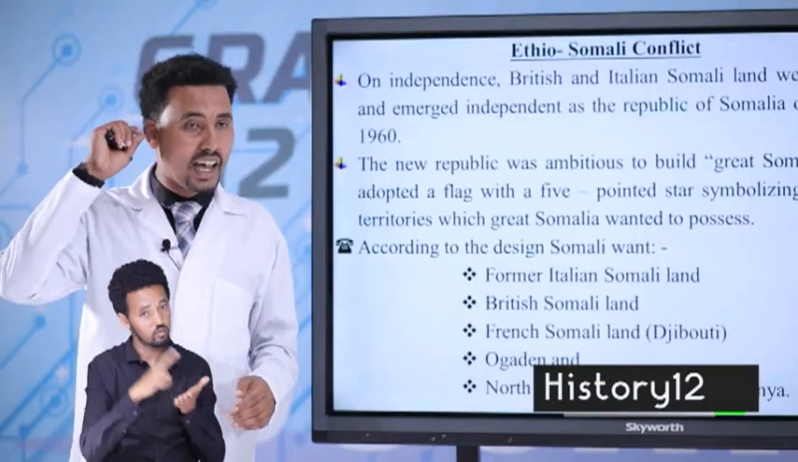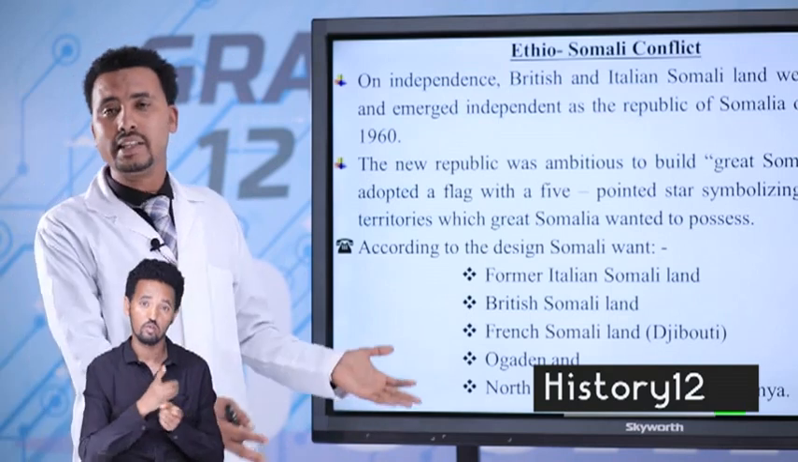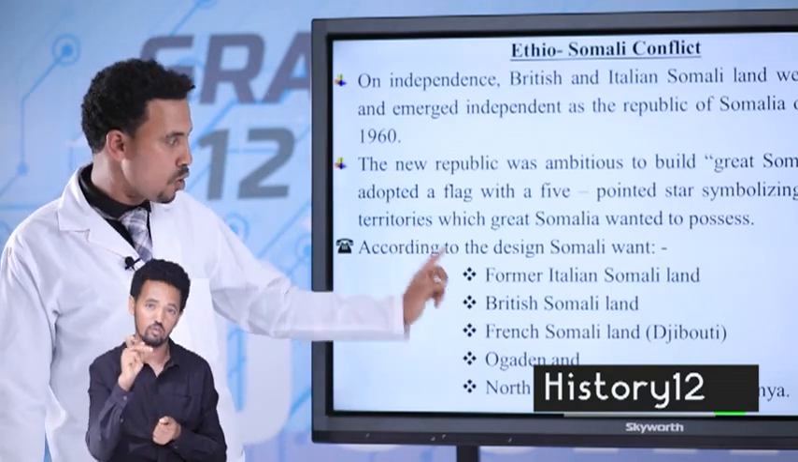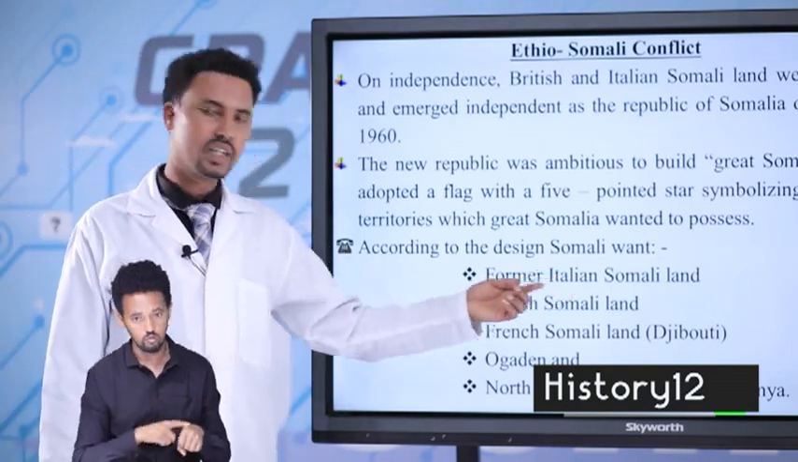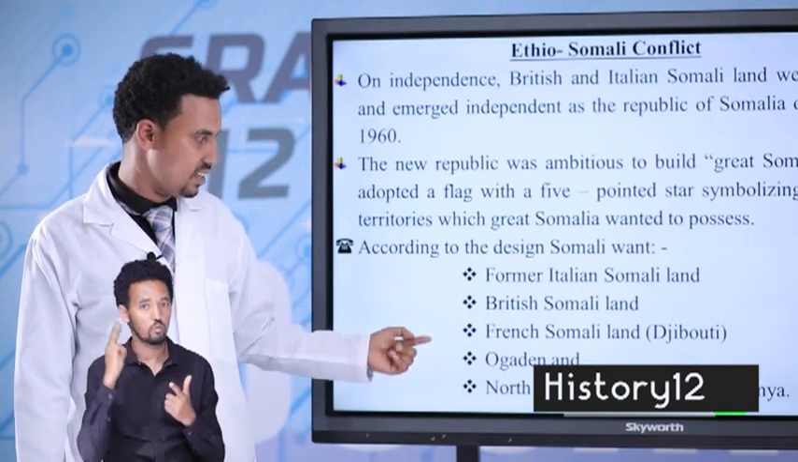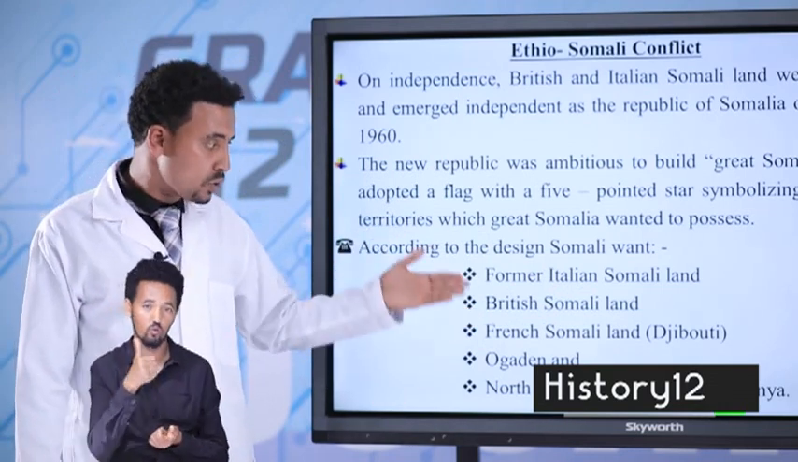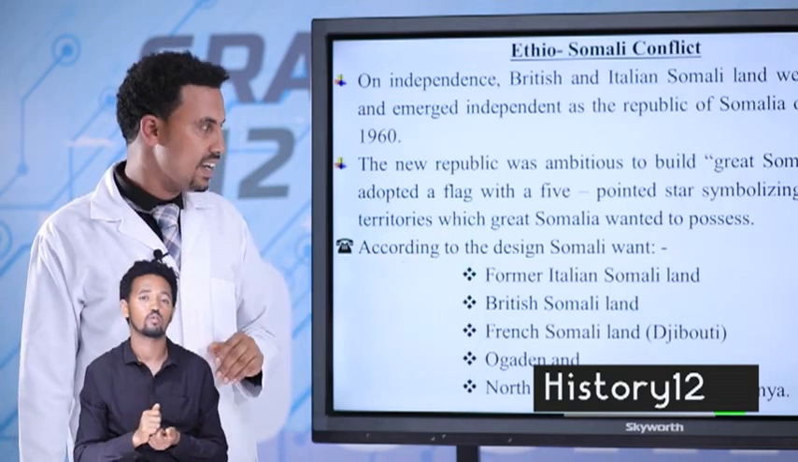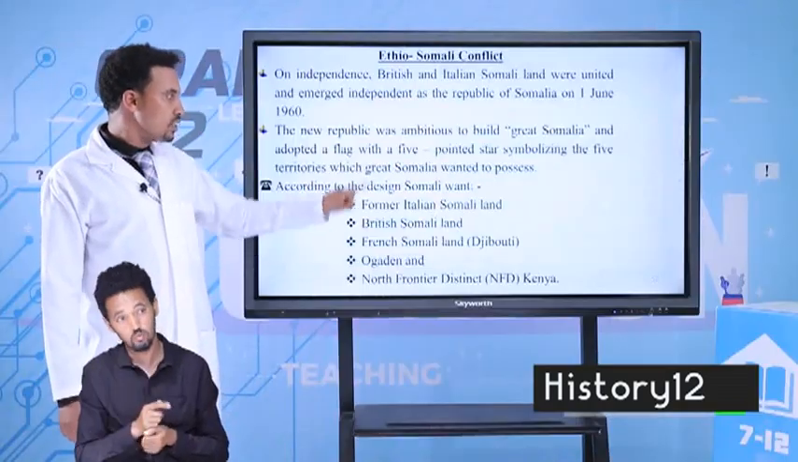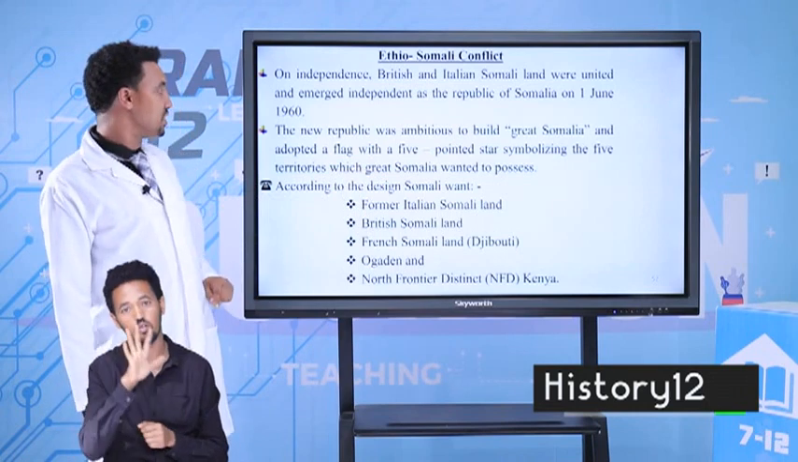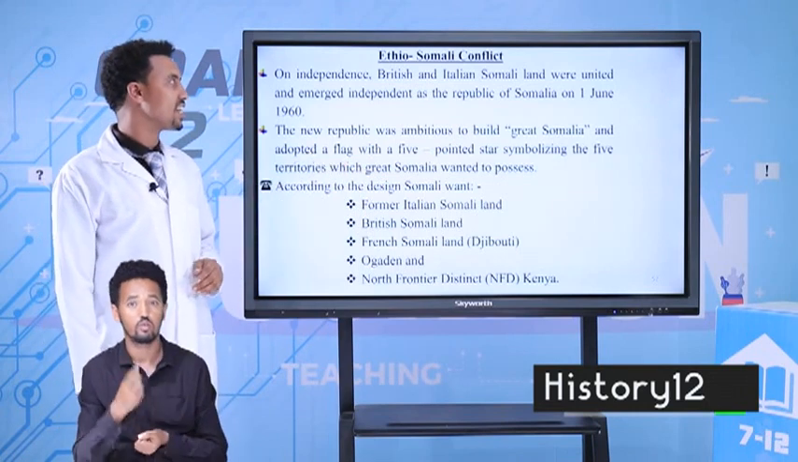According to the design, Somalia wants the following territories. First one, the former Italian Somaliland. Second one, British Somaliland. The French Somaliland, Ogaden, and the Northern Frontier District of Kenya. Those are the 5 territories that were wanted by the Somali nationalists.